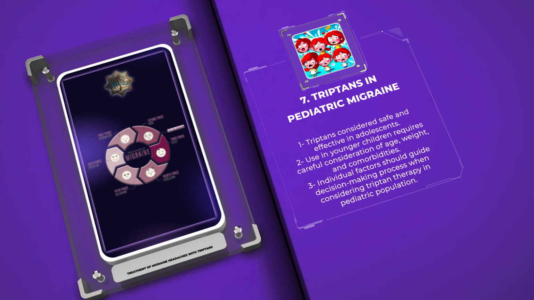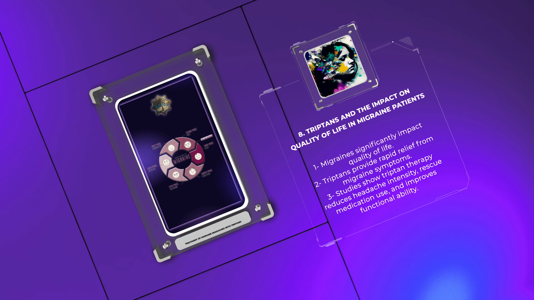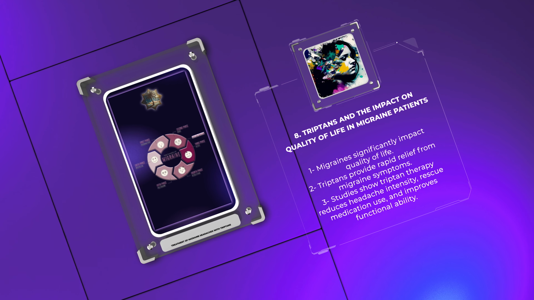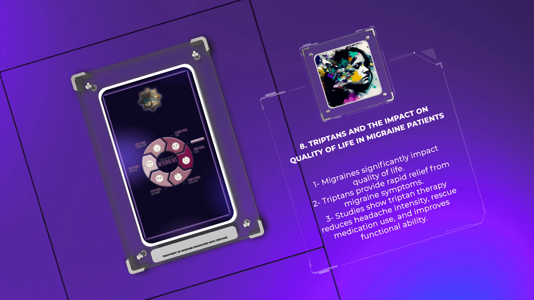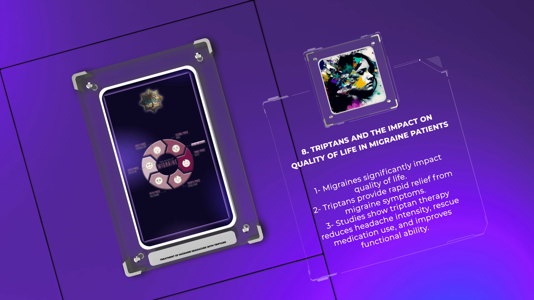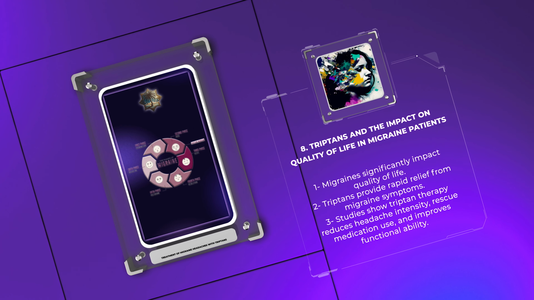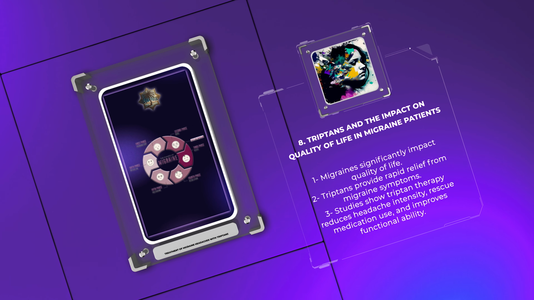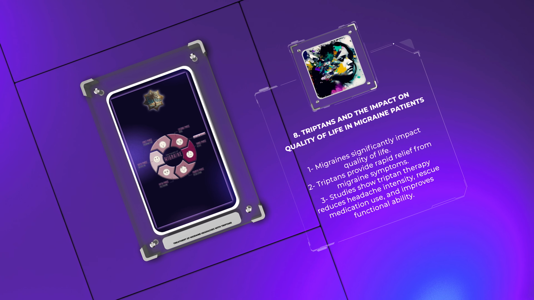Migraines can significantly impact an individual's quality of life, leading to decreased productivity, impaired relationships, and emotional distress. Triptans, by providing rapid relief from migraine symptoms, can greatly improve the quality of life for migraine patients. Studies have shown that triptan therapy leads to reduced headache intensity, decreased rescue medication use, and improved functional ability.